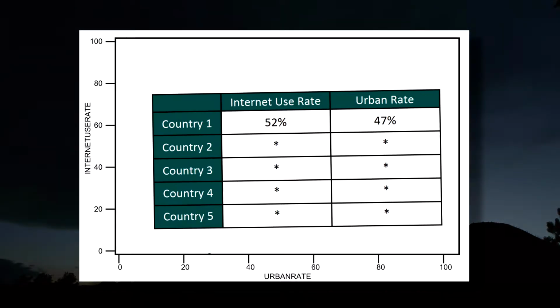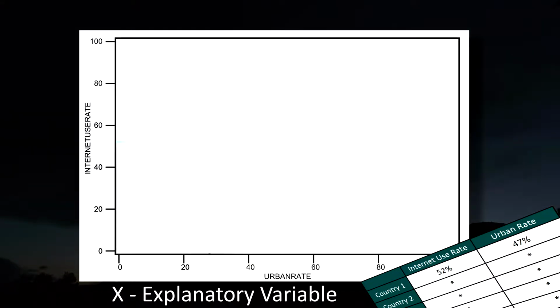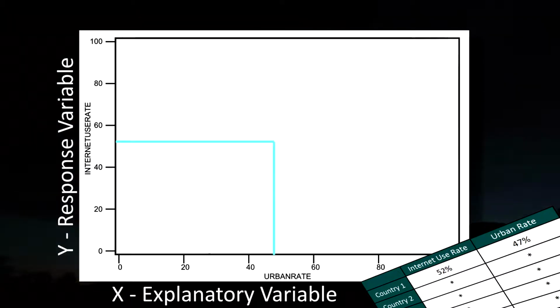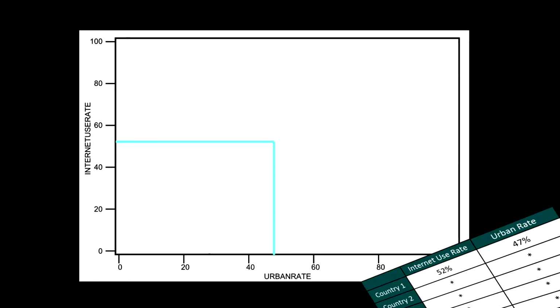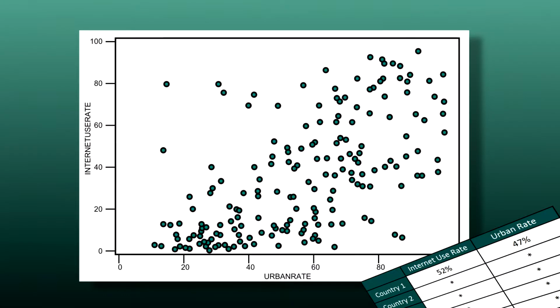To create a scatter plot, each pair of values is plotted so that the value of the explanatory variable, x, is plotted on the horizontal axis, and the value of the response variable, y, is plotted on the vertical axis. In other words, each individual appears on the scatter plot as a single point whose x-coordinate is the value of the explanatory variable for that individual and whose y-coordinate is the value of the response variable.